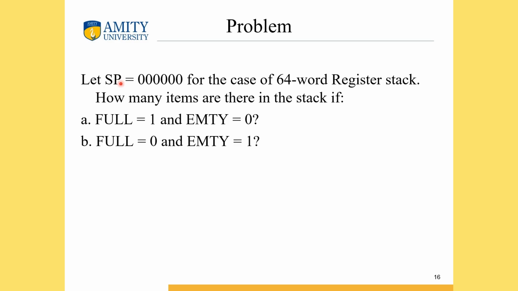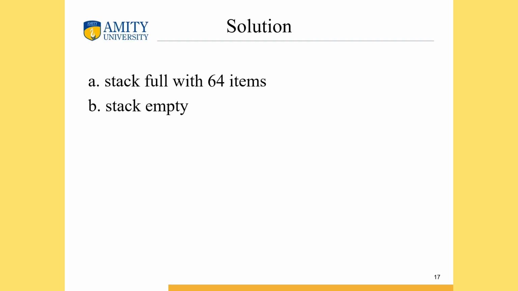So if we have a question where we have a stack pointer starting at this address, and in the case of a 64-word register, how many items are there in the stack if full equals 1 and empty is 0? This means the stack is full. We are referring to the number of items, which in this case will be 64. Do not mistake this for the index. The maximum index of a stack is going to be 63, because we start from the 0th index all the way to 63, but the total number of items stored in the stack is 64. In the second case, when full is 0 and empty is 1, this means that the stack is empty, hence there are no items in the stack.